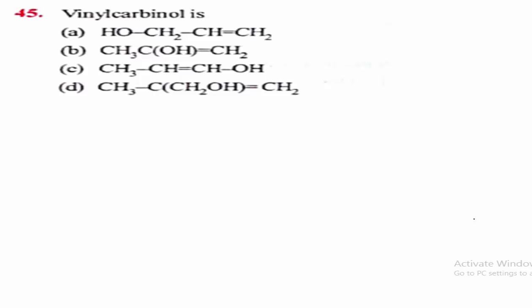Hence, vinyl carbinol means it is attached to the vinyl group. You know, the vinyl group appears like this: CH2 double bond CH, and here one single bond CH2. Here this is the OH group. Here CH2 double bond CH indicates the vinyl group, and there is one hydroxyl group, therefore it is vinyl carbinol. The IUPAC name of this one is prop-2-en-1-ol.